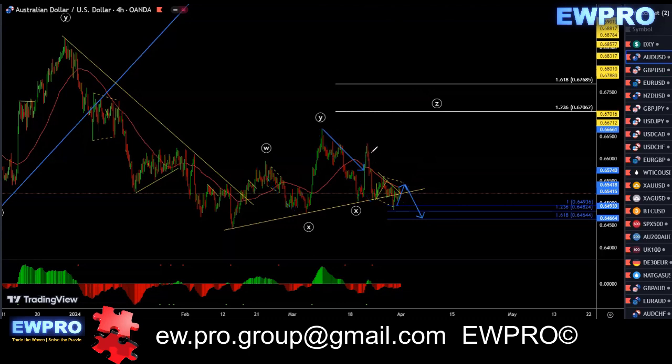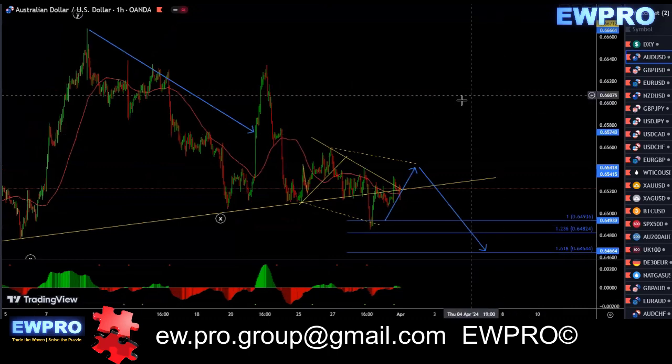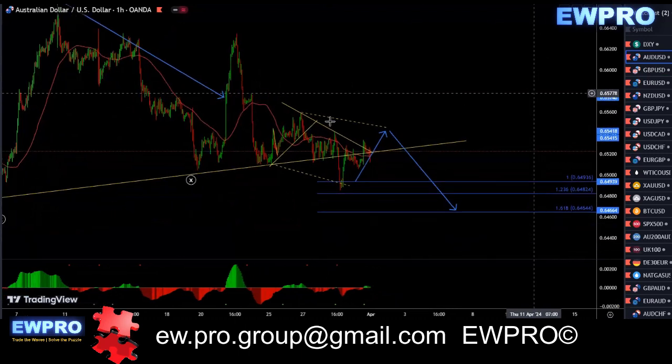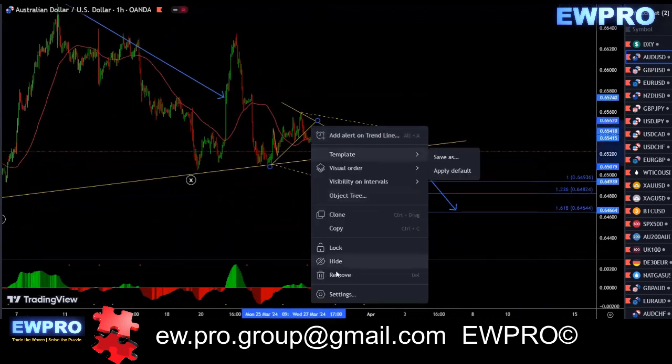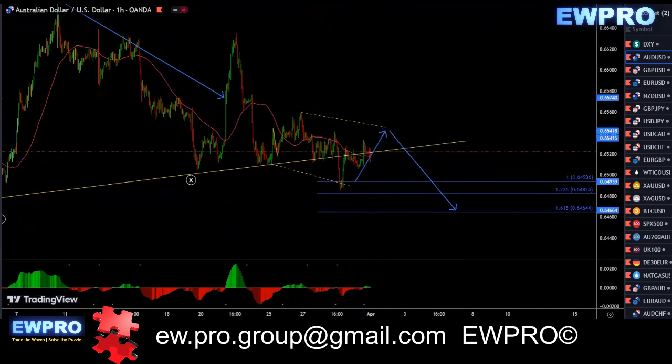So I am looking at this as a correction in here. If I just go down to the lower time frame and sort of see what I was looking at. Looking at a possible flat in here. So we get an A, a B, and a C up in here as your flat, and then we get an A, B, C. So I am looking for a little bit more downside next week.